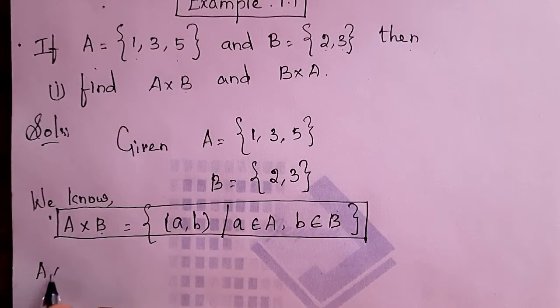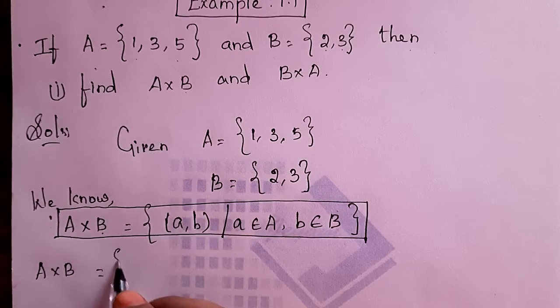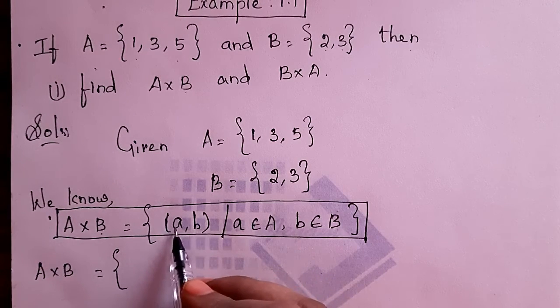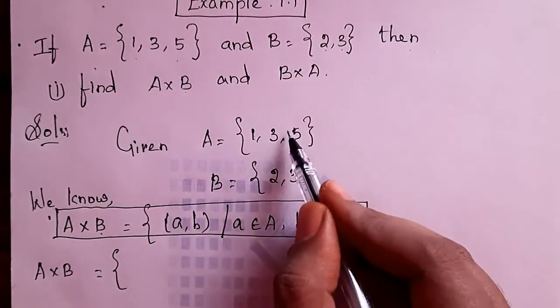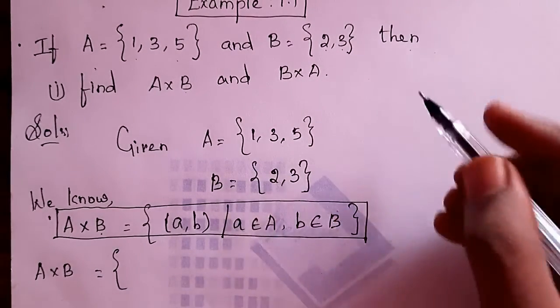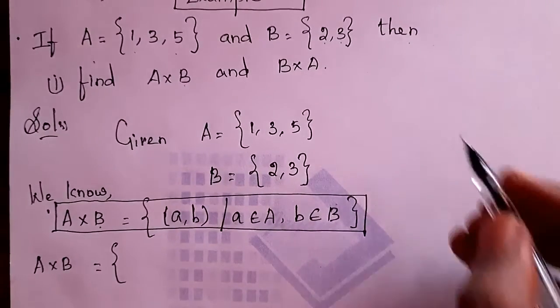So A cross B equals the set of all. The meaning is we are going to connect every element of A to B. For your understanding, I'll just draw it.